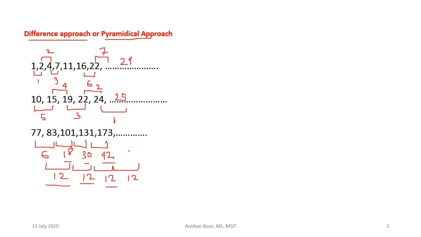So 12 plus 42 will be 54. See, the same thing was also expected from the multiplication, that 6 into 9 will be 54. So your answer will be 173 plus 54, that is 227. Okay.